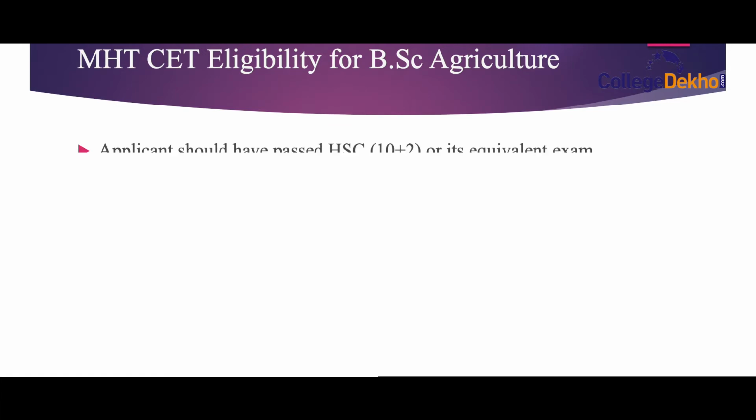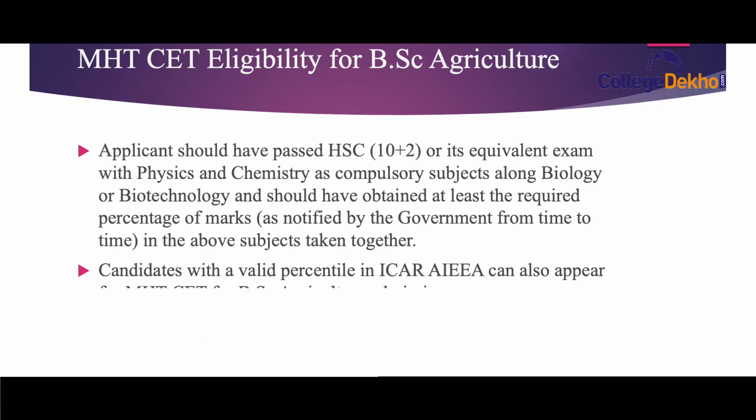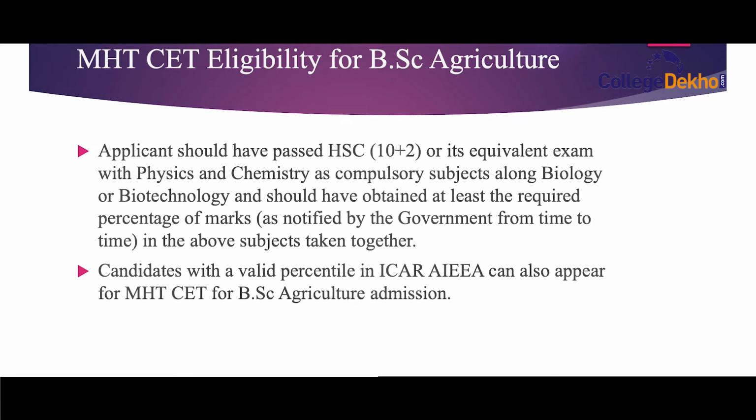And eligibility criteria for BSc Agriculture. If you want to get admission in BSc Agriculture, physics and chemistry are compulsory subjects along with mathematics or biology. So PCB, biology or biotechnology. PCB should be the stream if you want to get admission in BSc Agriculture.